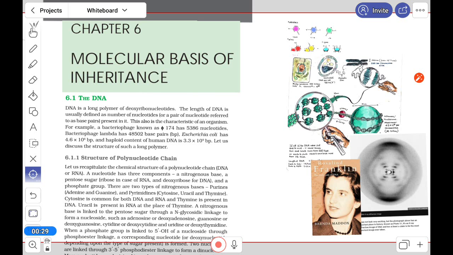Okay, so first of all, the DNA: already we have studied it in class 11. That basic part we know. Here we have to know a little bit further part of it. So let's start first with the basics of it.